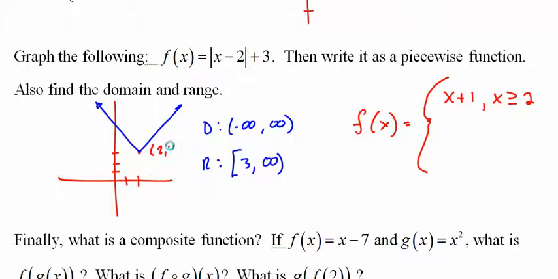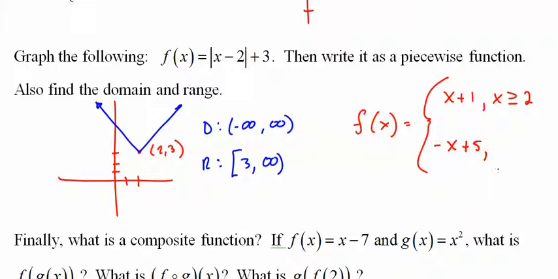This is the point 2 comma 3. Plug in 2. 2 plus 1 is 3. Slope of 1. Check. That looks good. And again, I could have said just greater than 2. In this case, I said greater than or equal to. Now the other one is the slope of negative x, and it hits up high a bit. Since it's going up 1 over 1, it's 4, 5, so it looks like plus 5.